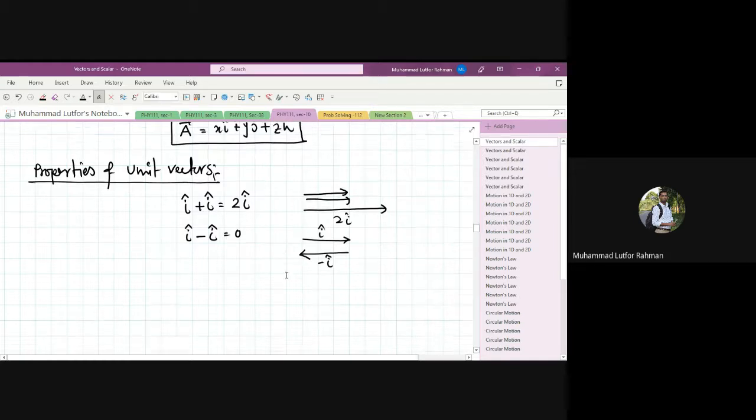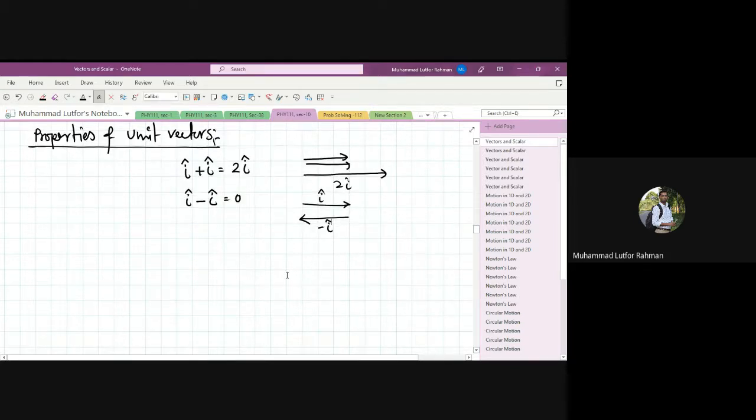So when they are parallel or anti-parallel, we can add or subtract them. If they are in different directions, say perpendicular to each other, we cannot simply add them. Say one vector is toward this direction and another vector is toward that direction. In that case, this is i hat and this is j hat, and we'll write it as i plus j.